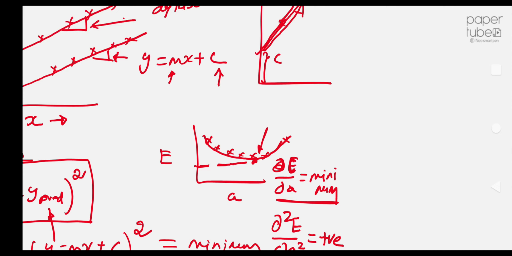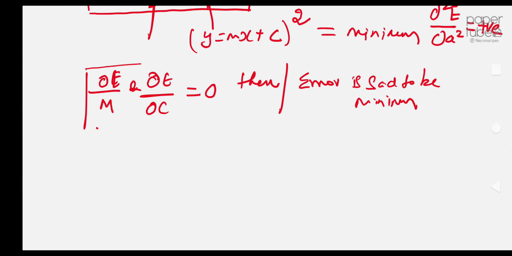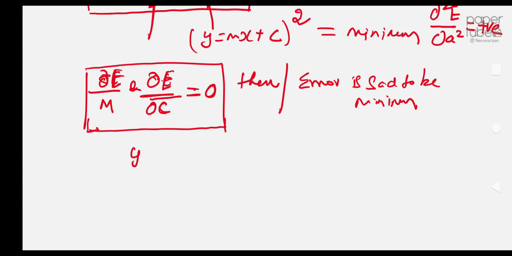So in this case, the stationary point will be the minimum, and that is something we can achieve when the partial derivative of e with respect to m and the partial derivative of e with respect to c are both equal to 0. So let's try to solve this using these principles of least square. Let's assume we have say I number of experiments.